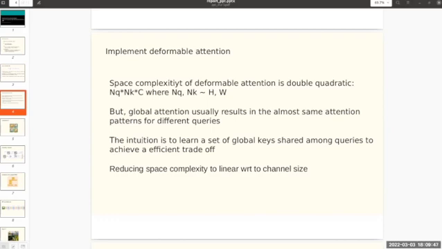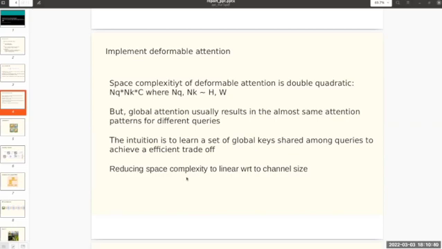But the paper says that global attention over the entire image usually results in almost the same attention pattern for different queries. So the intuition is that if it can learn a set of global keys to be shared across different queries, it can achieve a more reasonable trade-off. The paper claims it can reduce the space complexity to linear with regard to the channel. There's a pretty complicated formula in the paper that I don't entirely understand, but it claims the only quadratic aspect will be the number of channels. It was able to collapse the dimensions along the height and the width, reducing the space complexity to something more manageable.